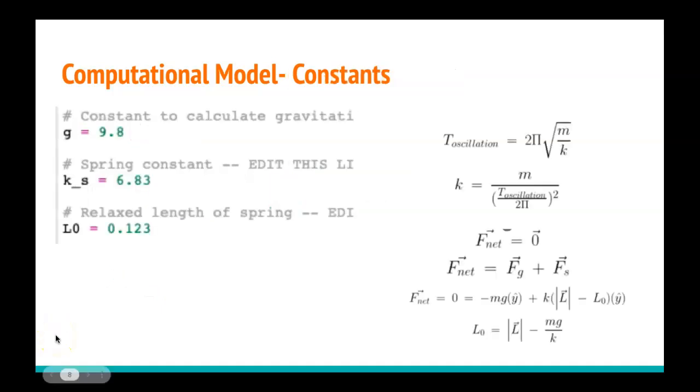Here are the constants from the computational code. The gravitational field near Earth's surface is equal to 9.8, and the spring constant and relaxed length of the spring were found using the equations to the right. The time period of oscillation was used to find k, or the spring constant, and F net was used to find the relaxed length of the spring.